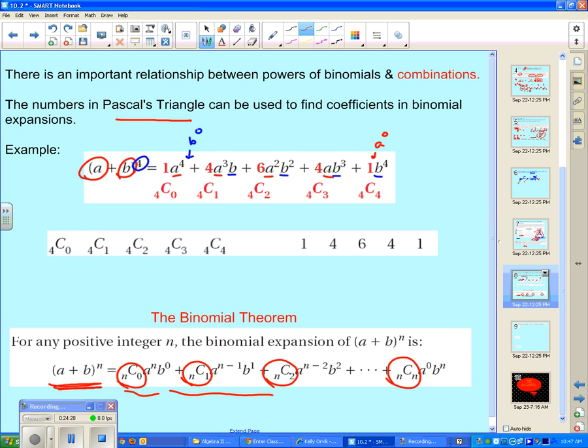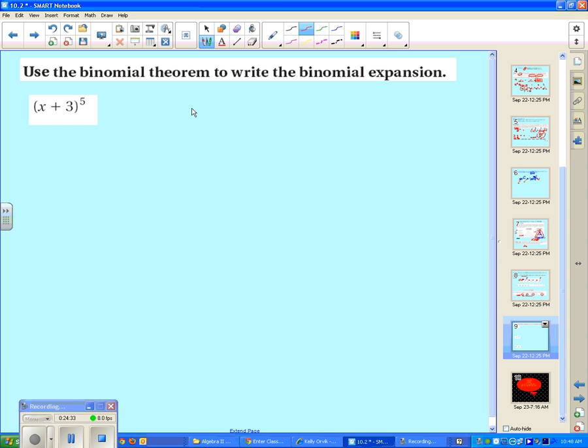Okay, so again, a lot of notation. Let's actually do a problem because it's way easier if we just jump into this. Okay, so here we go. Our first one here. So we have a 5th power. What I want you to do right now is go back to Pascal's triangle and find the 5th row. Now remember that it starts with row 0. So count down 0, 1, 2, 3, 4, 5. Everybody got it? Find the fifth row in Pascal's triangle.